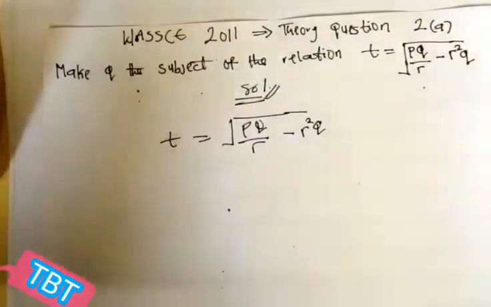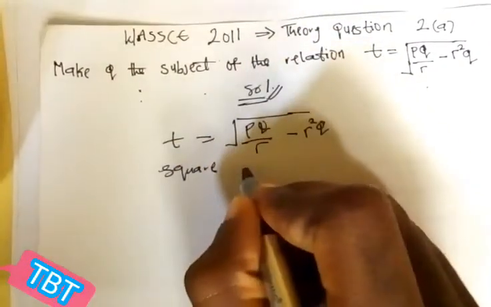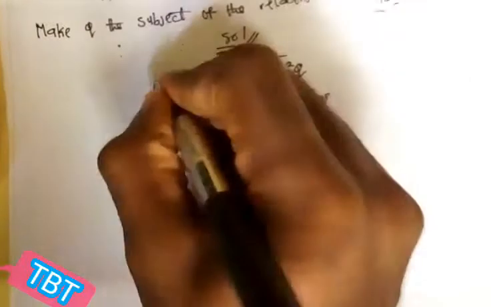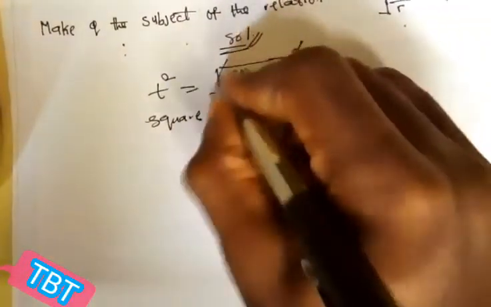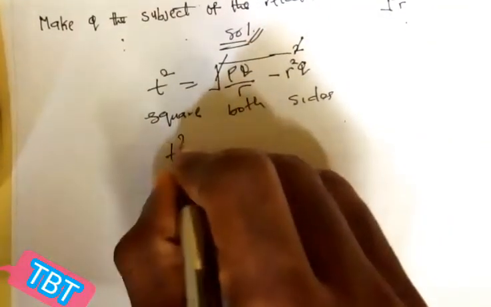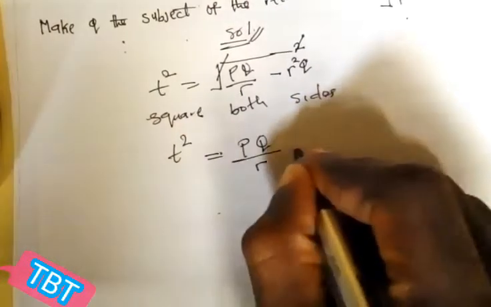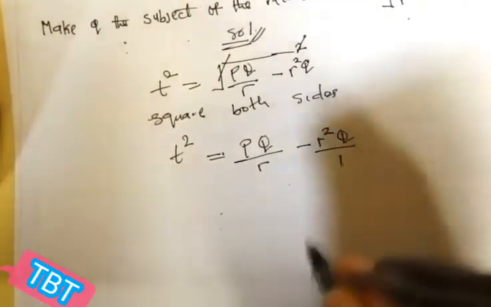Now the first thing I need to do is square both sides. In WAEC, I advise you always pen down your statements when it comes to theoretical problems. Square both sides. Now I'm going to square here. I'm going to square this as well. So taking out the square root, I have T squared is equal to PQ over R minus R squared Q over 1.